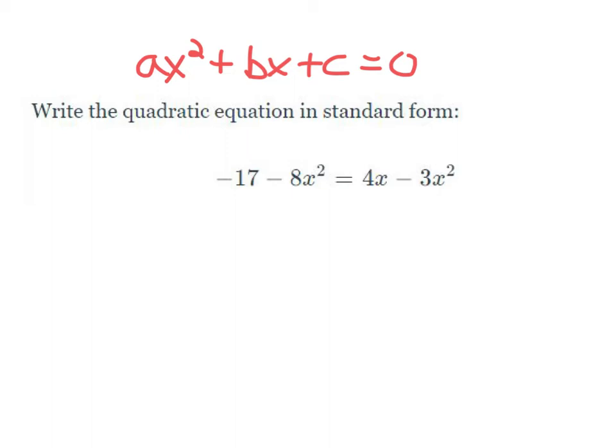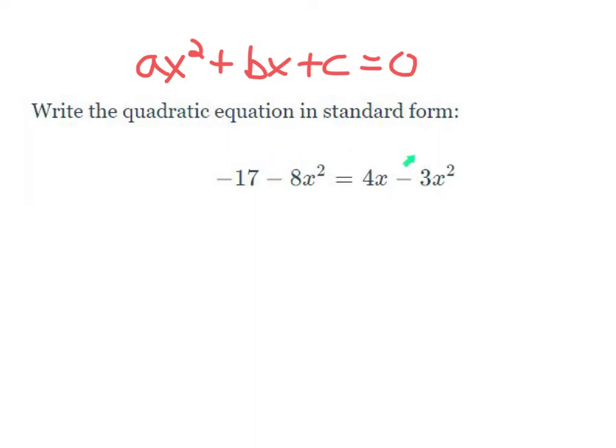Okay? All right, now, notice in this example, on the left side, we do have a minus 17. That would be our c. We have a minus 8x squared, so that's our ax squared. But on the right side, we have a 4x, which is our bx. But then we have a negative 3x squared on the right side, which is our x squared.